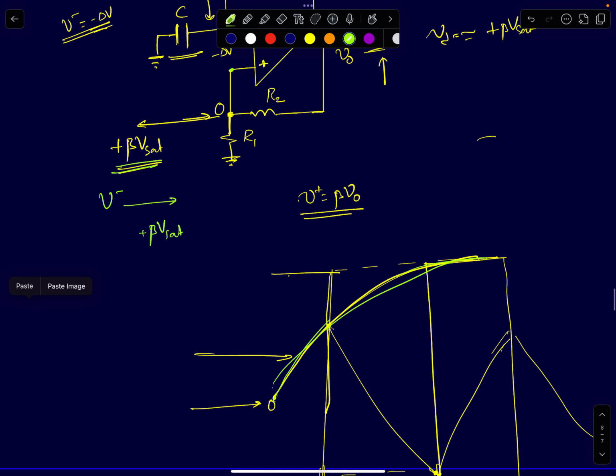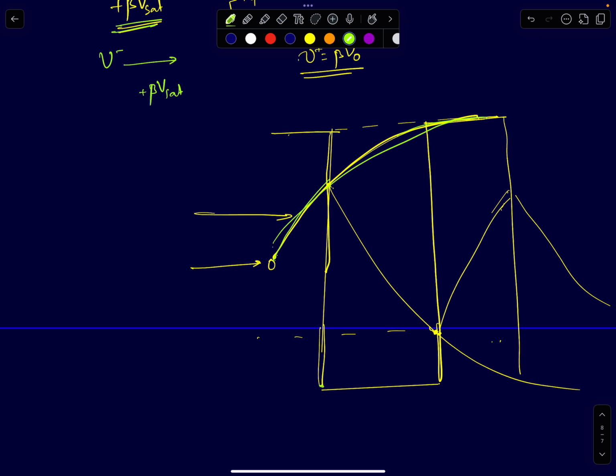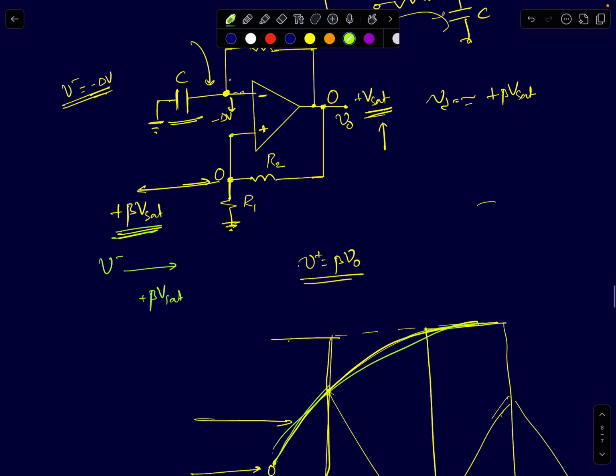Suddenly, when your V minus becomes greater than plus beta Vsat, your output will trip to minus Vsat. It will be a sudden jump to minus Vsat. So the moment your output goes to minus Vsat, the non-inverting terminal is just fed back through the resistive feedback path. It will immediately come to minus beta Vsat. So this node voltage will come to minus of beta times Vsat. Okay, and the inverting node voltage will stay at plus beta Vsat because it is connected to a capacitor, right? Capacitor's voltage cannot change instantaneously, so it will stay at plus beta Vsat.